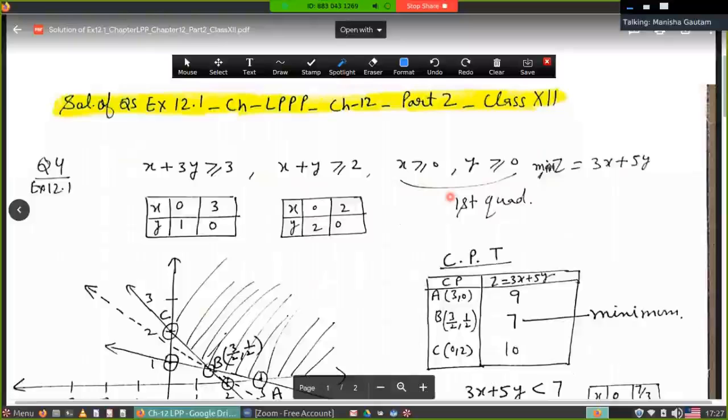As in the previous video, I have told you how to plot the graph. Again, I am just telling you how to plot the graph, and if you are getting an unbounded region, how to solve the question. Now for the first inequality, you can frame the table.